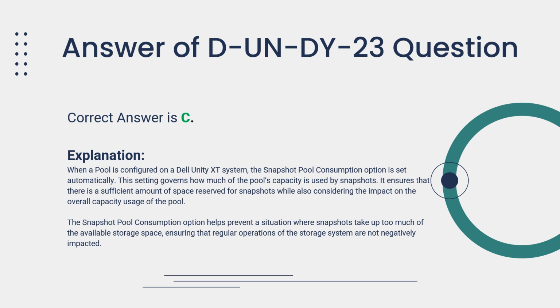Explanation. When a pool is configured on a Dell Unity XT system, the snapshot pool consumption option is set automatically. This setting governs how much of the pool's capacity is used by snapshots. It ensures that there is a sufficient amount of space reserved for snapshots while also considering the impact on the overall capacity usage of the pool. The snapshot pool consumption option helps prevent a situation where snapshots take up too much of the available storage space, ensuring that regular operations of the storage system are not negatively impacted.